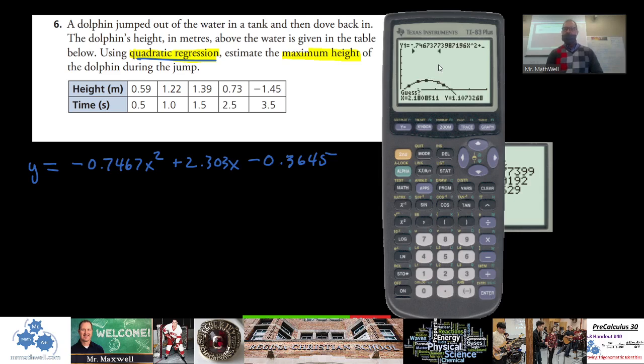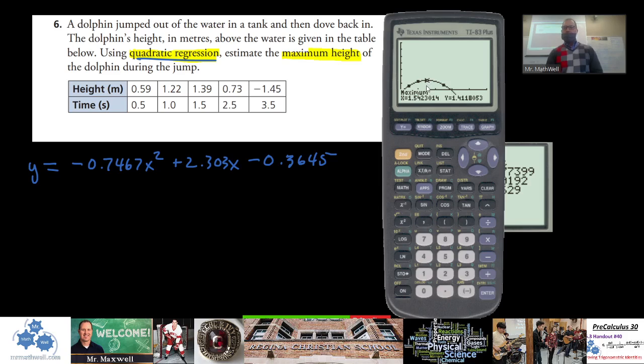So I hit enter again. I have a second little marker there on my screen. And so the calculator says, do you want me to guess now what the maximum is? I've got the markers. So yes, hit enter, and it'll think for a moment. And then it should show you the x value and the y value of the maximum point.